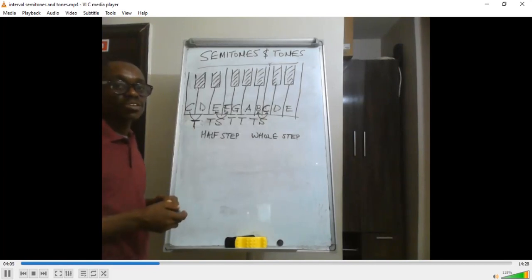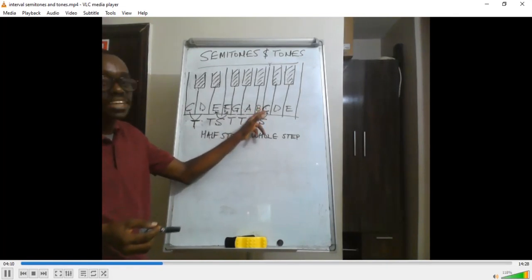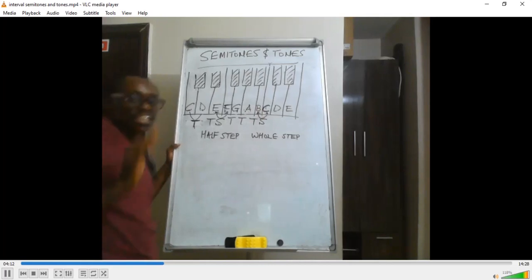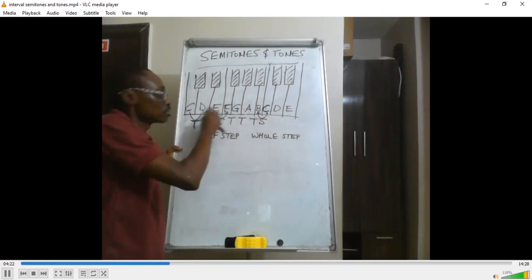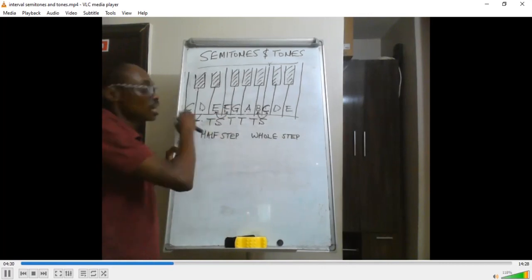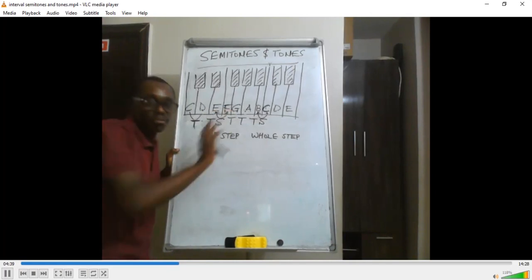Wherever you have no black key in between white keys, the distance there is a semitone, and you need to really understand the semitones. The distance between B and C is a semitone or a half step. The distance between E and F is a semitone or a half step. While the distance between every other pair of keys, C and D, is a whole step or a tone. D and E, a whole step or a tone. F and G, a whole step or a tone.